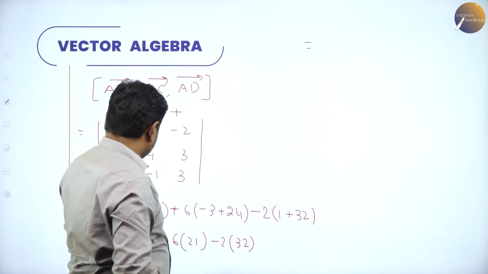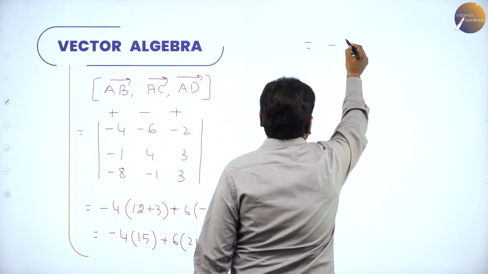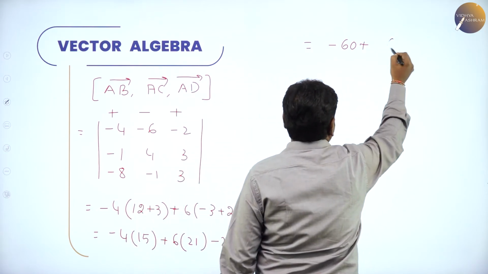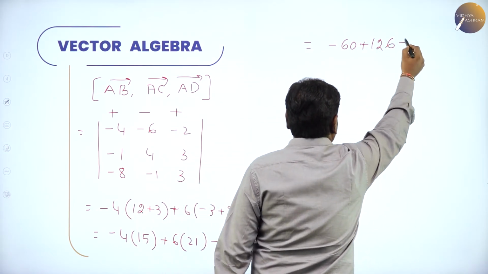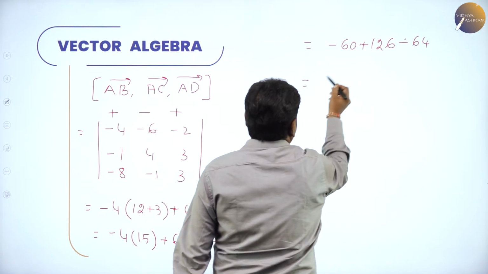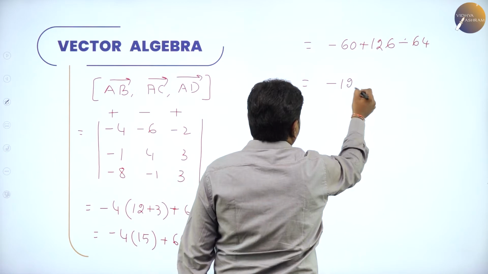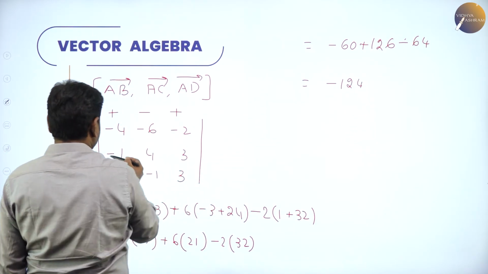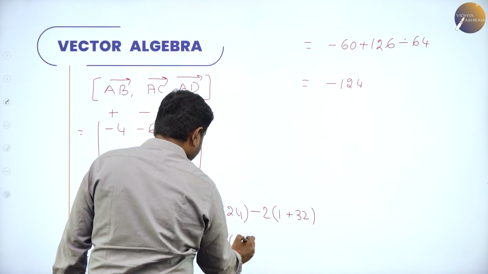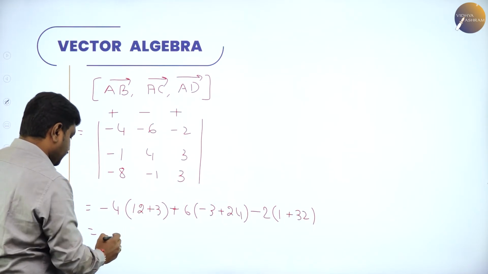Multiply this. Minus 4 into 15 is minus 60, and 21 into 6. 6 1s are 6, 6 2s are 12, 126 minus 32 2s are 64. So minus 60 minus 64 is minus 124. Delete this one. Sorry, this is 32 plus 1 is 33. Now simplify this. 12 plus 3, 15.